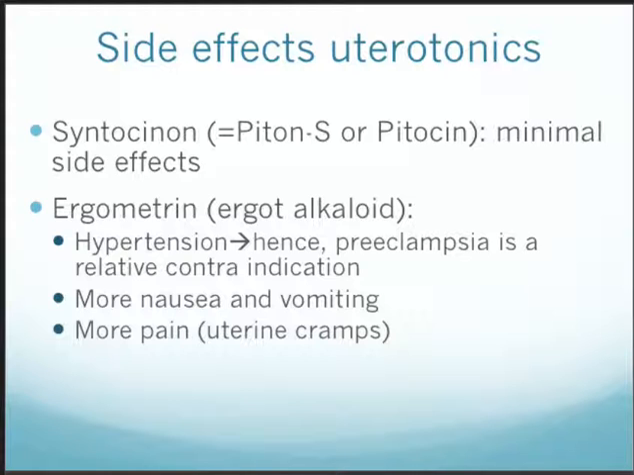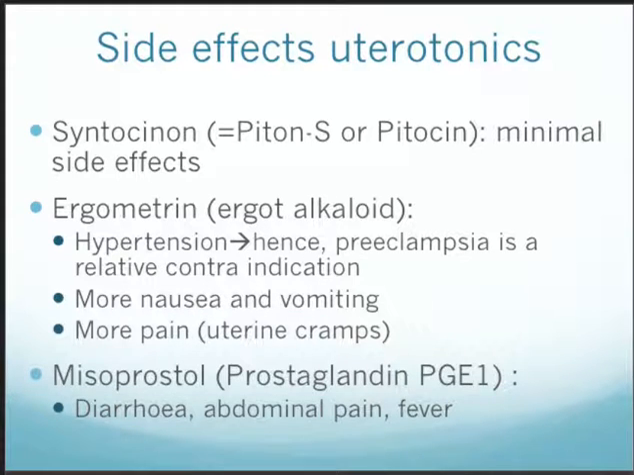It has a pressure effect on blood vessels, so the blood pressure will go up. Hence we have to be very careful if women are known with hypertension or preeclampsia. Those are relative contraindications, but quite clearly women have quite often nausea and vomiting and more pain, because these ergot alkaloids result in a continuous contraction of the uterus. And that's why they are effective in reducing the likelihood of PPH. Misoprostol has side effects, as we discussed: diarrhea, abdominal pain, and fever.